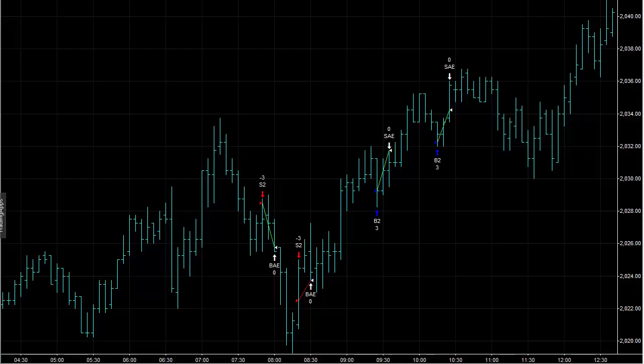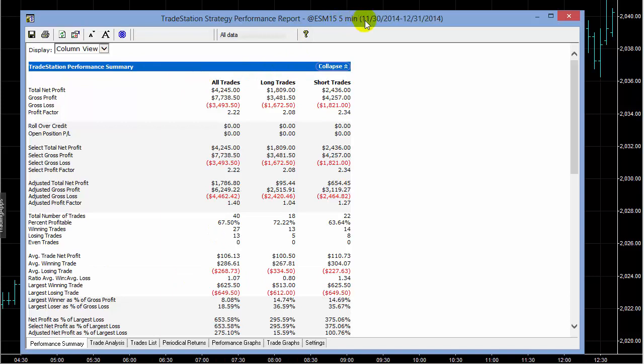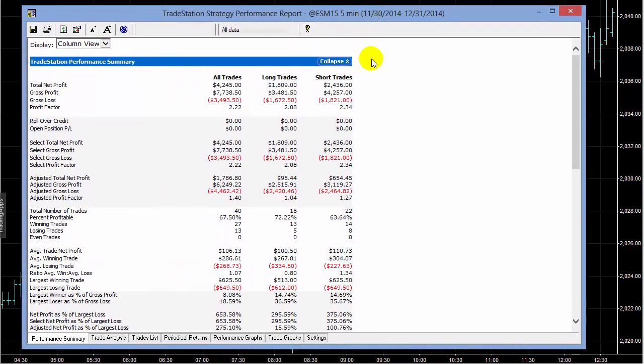Okay, I have my strategy here, which is a scalping e-mini price action strategy. I just picked 1 month so we can make it easy on the numbers. I took a good month, actually, so don't get mad at me. That's December of 2014. And let's look at the performance of the strategy for that month. It's only 1 month, right?